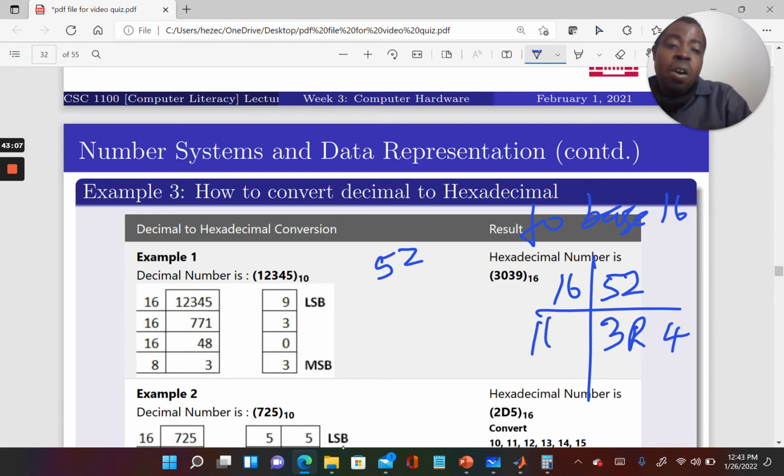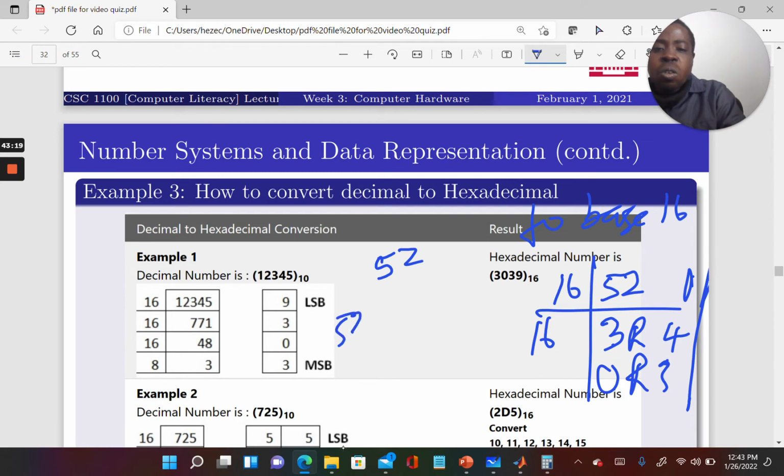Now 16 cannot go into 3. So 16 into 3, how many times? That's 0. Then the remainder, the small one here, is 3. Then you read from bottom up. So 52 is now equal to 34 in base 16. Another way you can write base 16 is to write 0x before the number, 0x34.